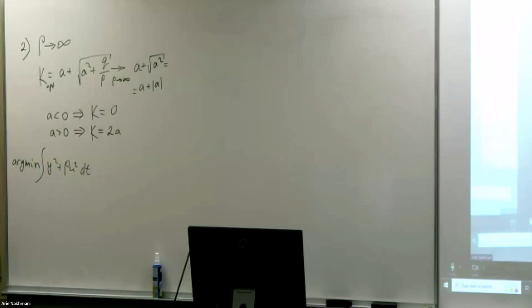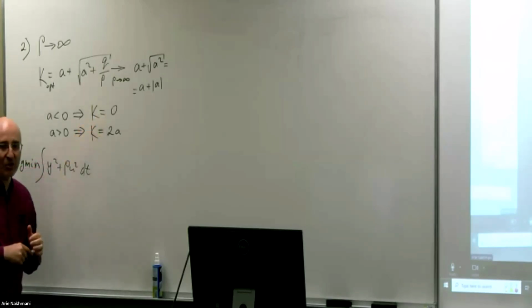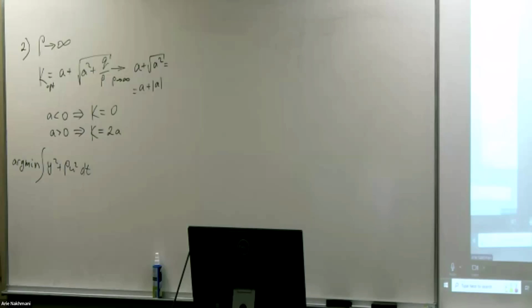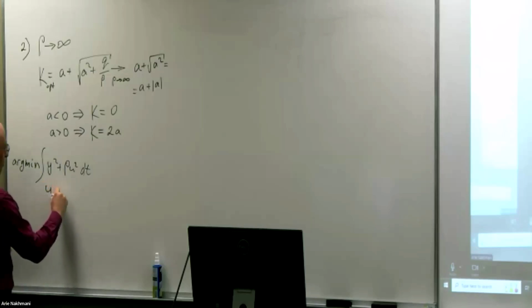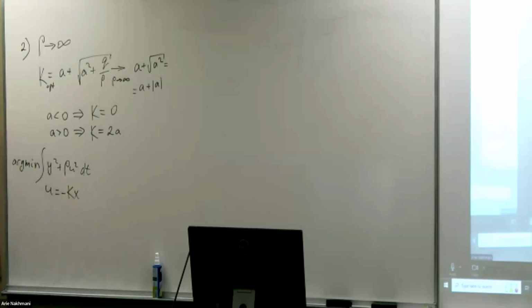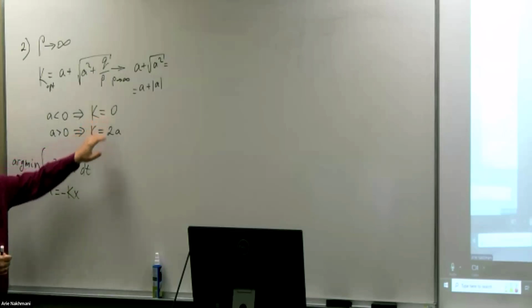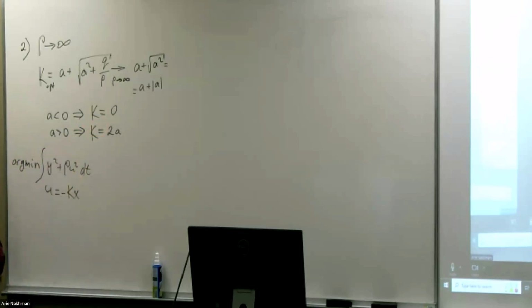So what does it mean? I don't want any input to my system. I want input almost 0. That's what rho goes to infinity means. But what does it mean to have k equal to 0? U equals minus kx. This is how it is defined. Which means if k equals 0, u equals 0. This is exactly what you want based on that condition. So it makes sense that you would get k equals 0 because you don't want to invest any energy in any effort to control the system.